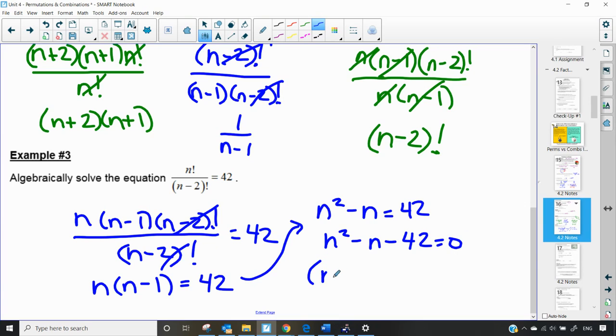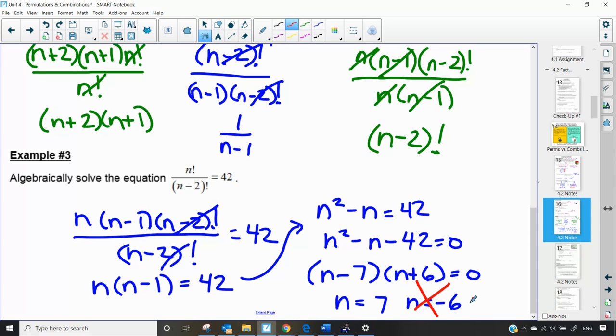Going back to our factoring, we're looking for two numbers that multiply to be 42 and add to be negative 1. So we're going to have n minus 7 and n plus 6 equals 0. So that gives me n equals 7 and n equals negative 6. Now normally we'd say those are both our answers. However, we have a rule that says n has to be an element of whole numbers. So that means we're going to cancel this out because n is an element of whole numbers. So my answer is 7.